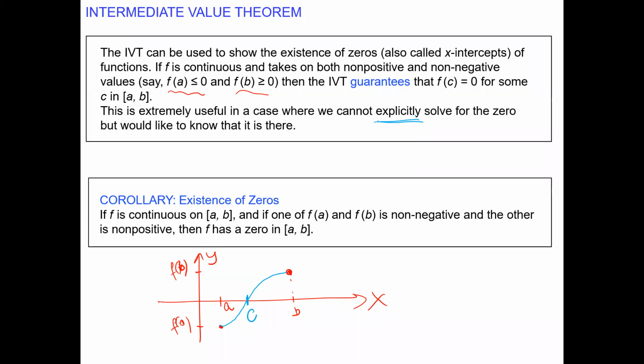Because the n value, or maybe I can draw that n value, is actually that 0, because the x-axis represents y equals 0. Yeah, that's the horizontal line, the value 0. And 0 is between f of a and f of b.